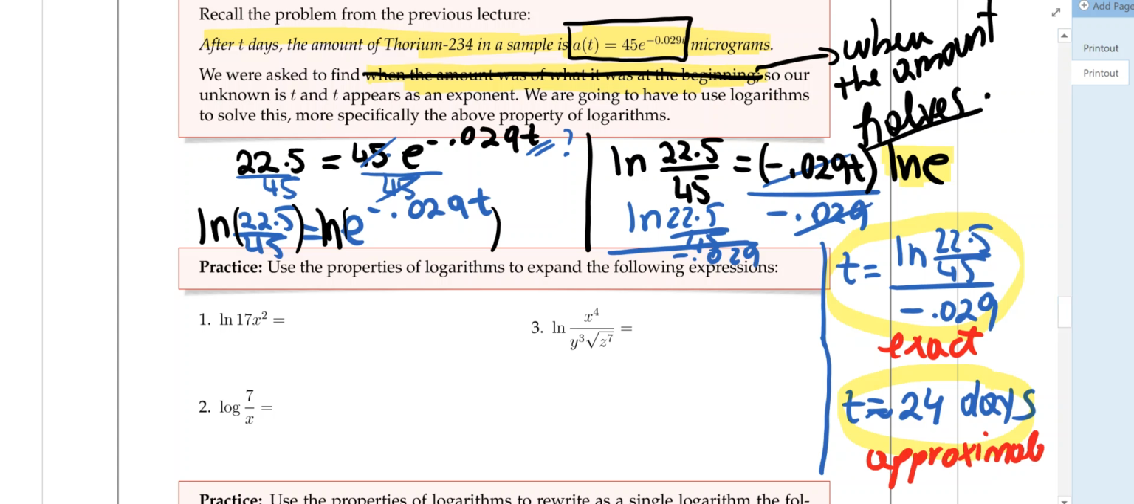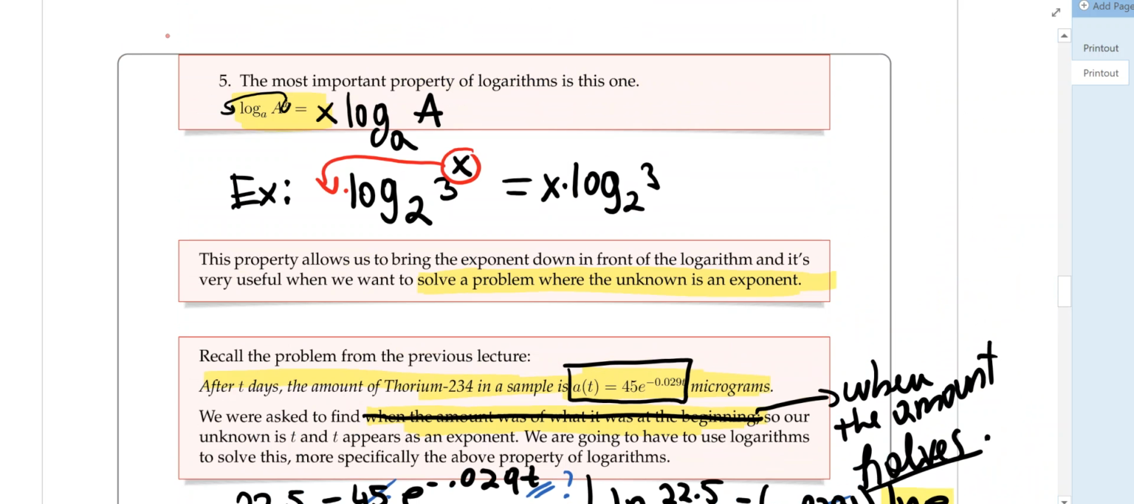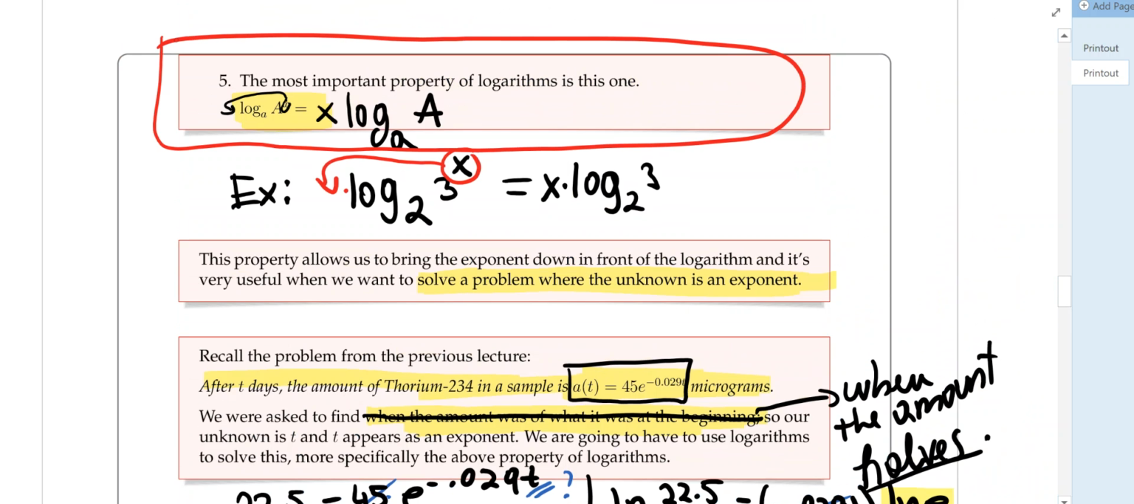So we solved for a time t, and it was given as an exponent. So every time the thing we have to solve for is an exponent, we're going to have to use logs to bring the exponent down. Basically, we're using this important rule right here that allows us to bring the exponent down in front of the log.